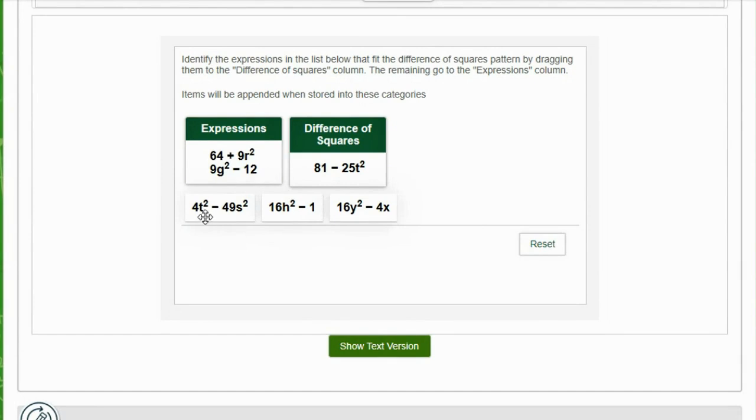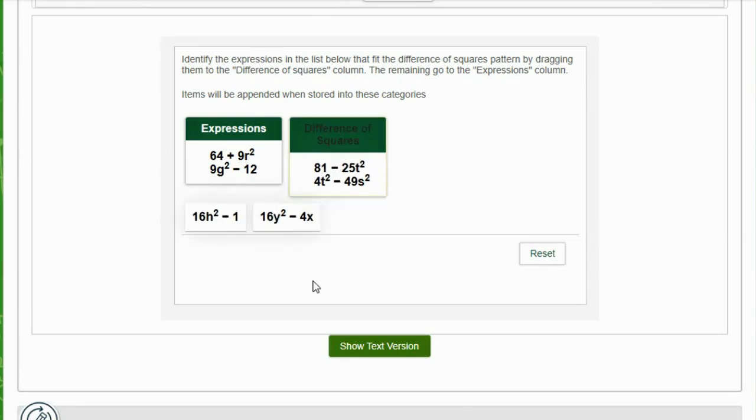How about 4t squared minus 49s squared? Thumbs up, thumbs down. Difference of squares, or not a difference of squares? Daniel's going to go out there and say, yep. Luke agrees. Elijah's with it. Mary's with it. Maggie thinks so. I see lots of good job. That's 2t and 7s. That is a difference of squares.